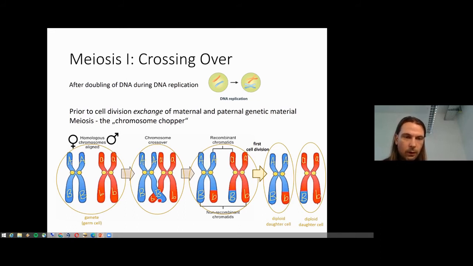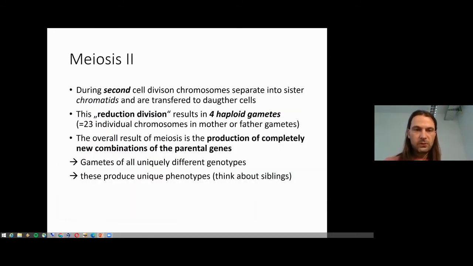Then we have the chromosomes present in these double forms. The corresponding chromosome arms overlap and they exchange part of their code. It's a full exchange. And then we have a cell division, and we have 2 diploid daughter cells which contain a new setup of genotypes. Then we have a second cell division, which we call a reduction division, where we form 4 haploid gametes, 4 haploid germ cells.